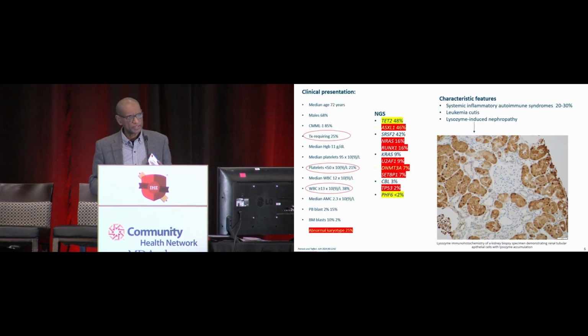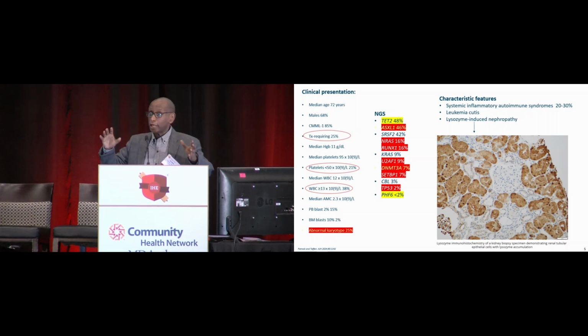So how do they present? I'm going to focus on the 3 clinical manifestations that require treatment: high white count, anemia, and thrombocytopenia. Those are the 3 major manifestations. About a quarter of the patients present like that. And then there's everything else, which is noise.